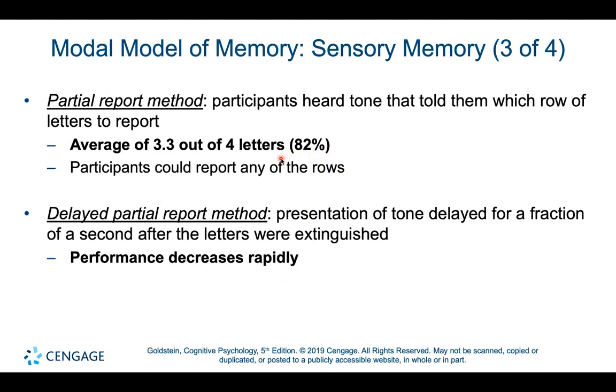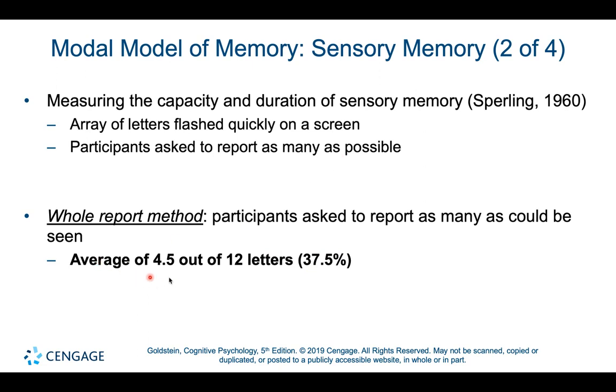So what's interesting about this is that it seems like participants, for a very brief amount of time, have access to all of the letters, all 12 letters. And then if you tell them which row to report, they can report that row very, very accurately, 82%. But then the information fades very quickly from sensory memory. And we know that the information fades from sensory memory because if we ask people to report all 12 letters, then their performance is very poor, only 37.5% accuracy.